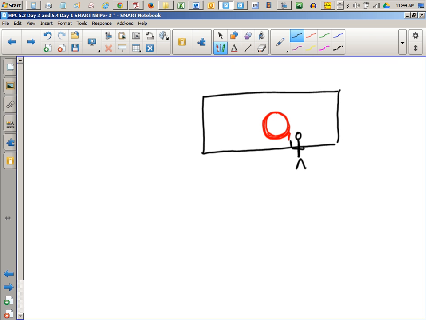He decides that he wants to draw the circle and walk at the same time. So he decides, I'm going to draw the circle and walk at the same time. What's that going to look like? Well, I'll demonstrate on the board, and then I'll draw it on the projector. But this is what happened.